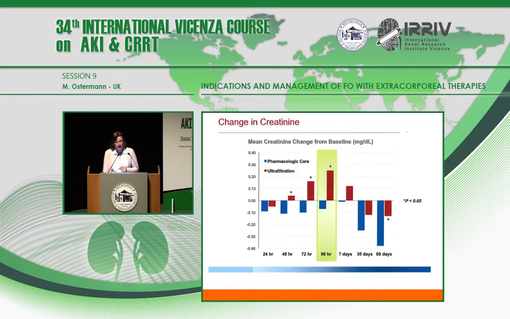However, there was a difference in renal function. As you can see here, patients randomized to the ultrafiltration group in red had a significant rising creatinine on day 4. In contrast, those randomized to the pharmacological therapy had a slight decrease in serum creatinine. So these were all patients with early renal impairment, with cardiorenal syndrome. So the ultrafiltration group experienced a deterioration in renal function.